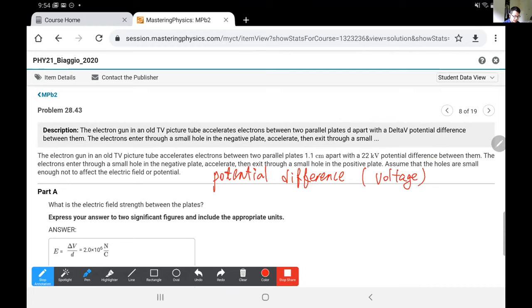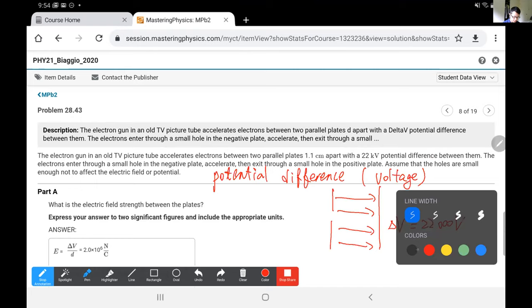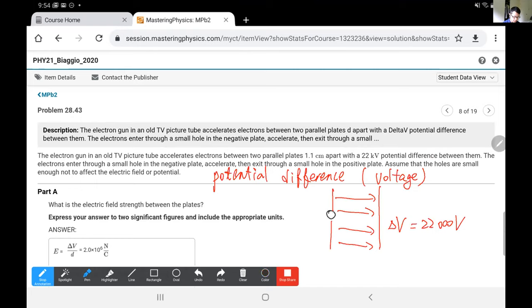So there are two plates and the electric field goes in this way, and the difference of the potential is 22,000 V. And the electron enters through a small hole. And the direction is wrong. Okay. Let me rewrite.